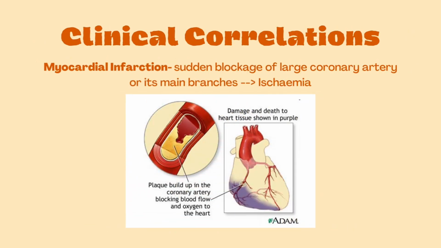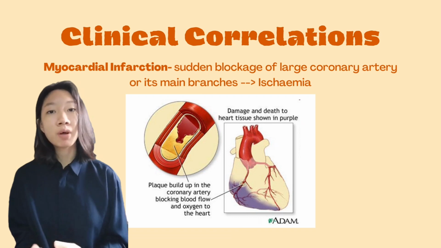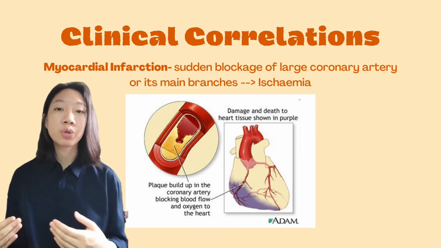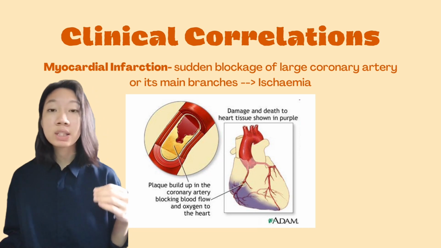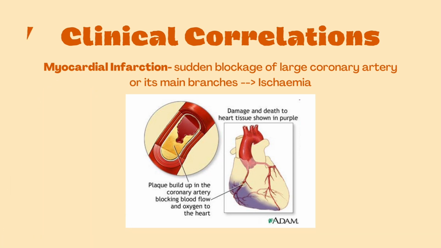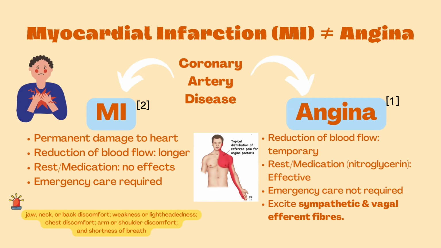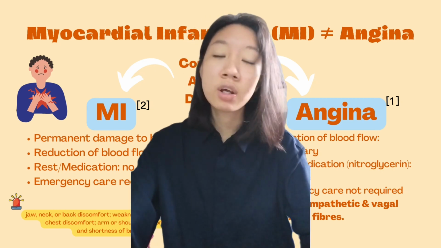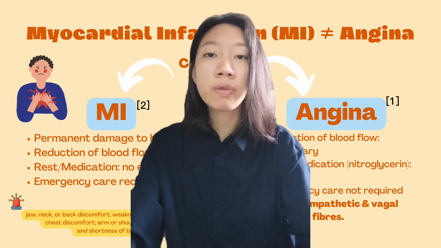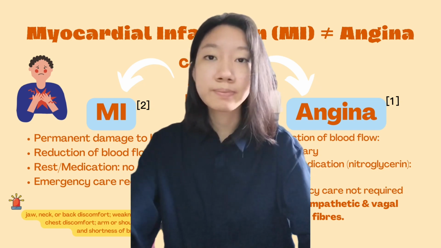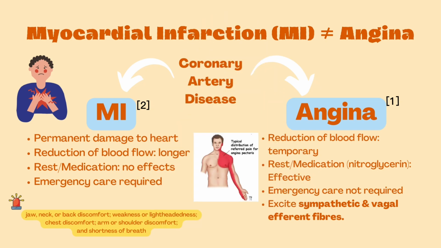What happens if there's a blockage in the coronary artery? Blocks the supply of blood, and insufficient oxygen provided to heart muscles will cause ischemia and myocardial infarction. Myocardial infarction and angina are totally different things, although both of them are grouped as coronary artery disease. Myocardial infarction causes permanent damage to the heart, and there will be a reduction of blood flow for a longer time. Rest and medication usually have no effects on the myocardial infarction, and emergency care will definitely be needed.